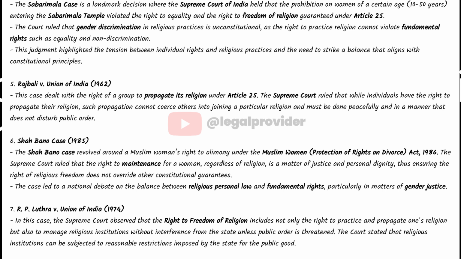7. R. P. Luthra versus Union of India, 1974. In this case, the Supreme Court observed that the right to freedom of religion includes not only the right to practice and propagate one's religion, but also to manage religious institutions without interference from the state unless public order is threatened. The court stated that religious institutions can be subjected to reasonable restrictions imposed by the state for the public good.